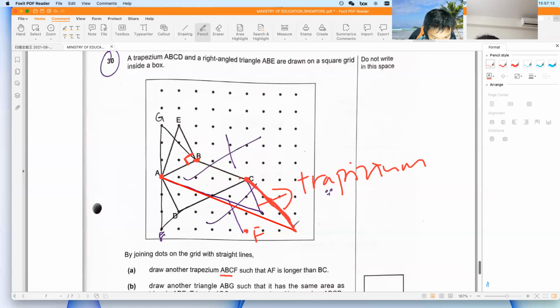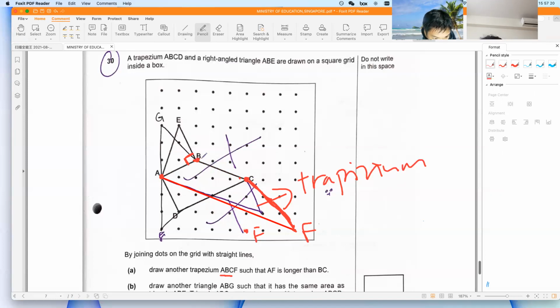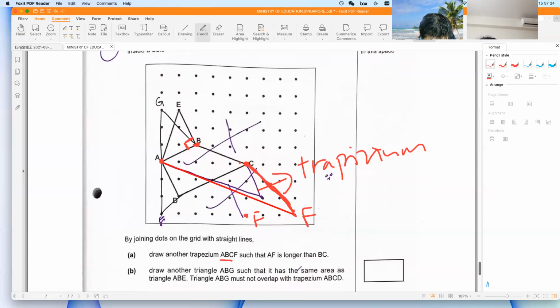Okay, okay. This is the ABCF. ABCF. Okay, good. Next. So draw another triangle ABG such that it has the same area as ABE. So you need to draw ABE, ABG. Okay, good. ABG, such that same area.